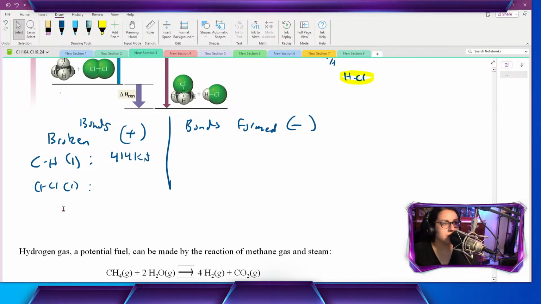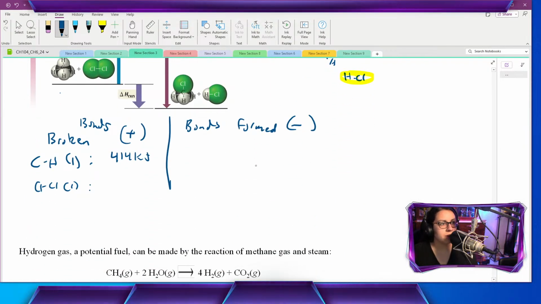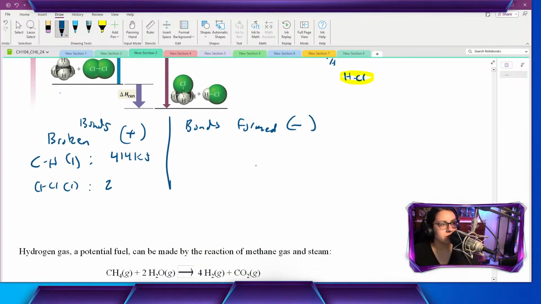Now let's see how much energy it takes to break our chlorine-chlorine bond. So find that on the chart. That's 243 kilojoules per mole. Again, we only had 1. Oh, 243, right? I forgot the number as soon as I scrolled back.